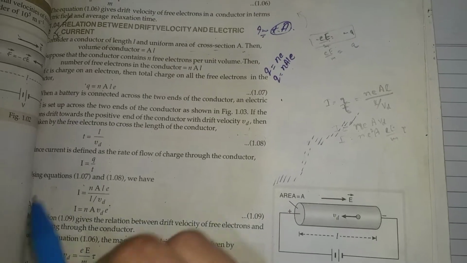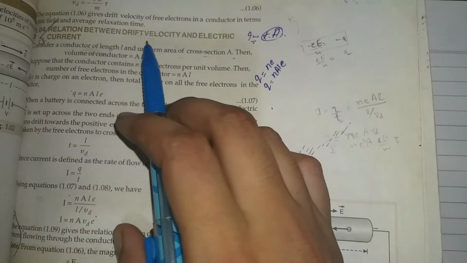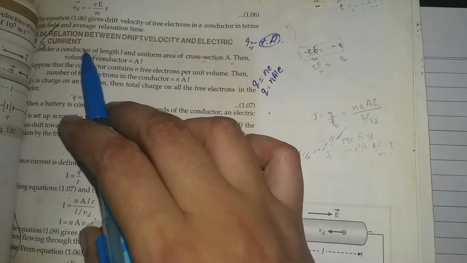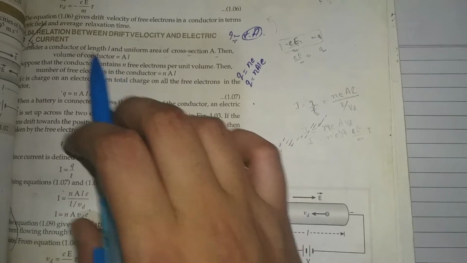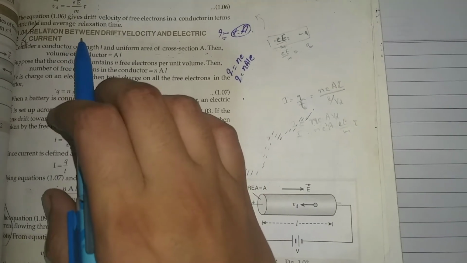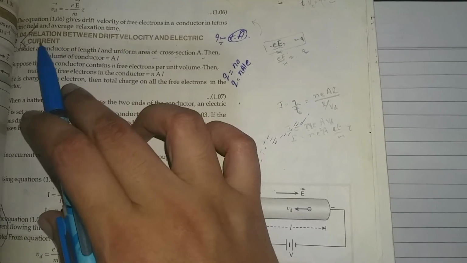So today we will discuss the relation between drift velocity and electric current. In the last class we covered what drift velocity is and what electric current is. So in this lecture we will discuss the relation between drift velocity and electric current.